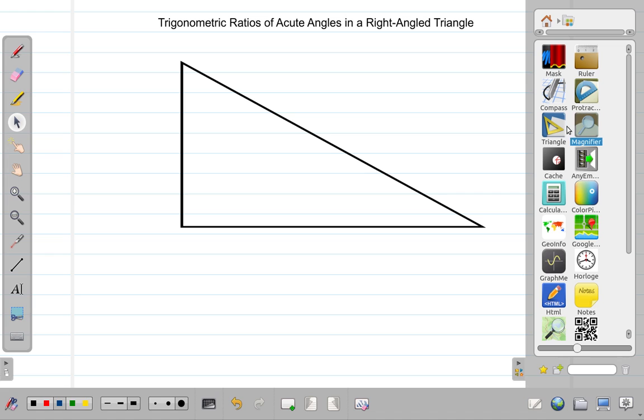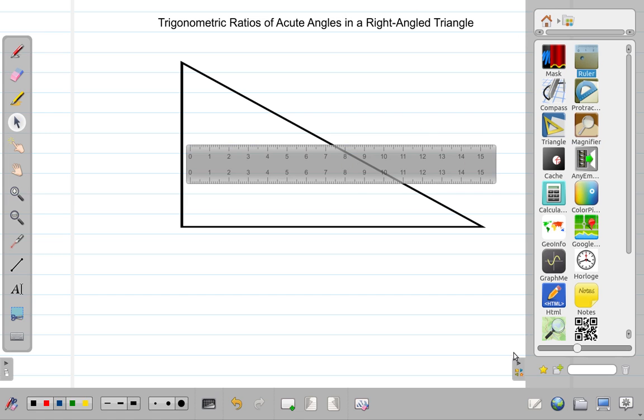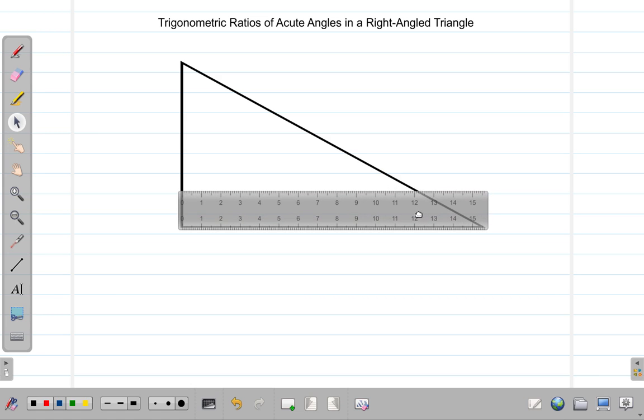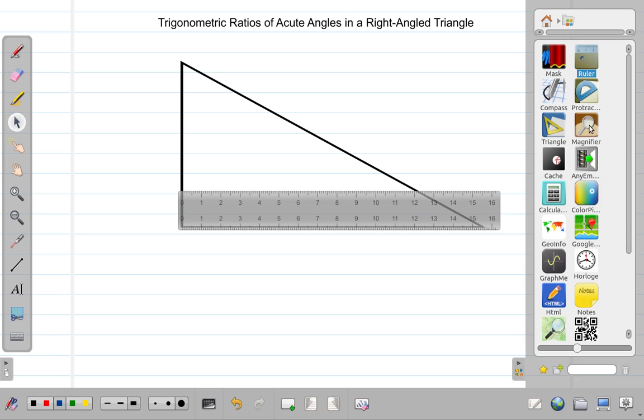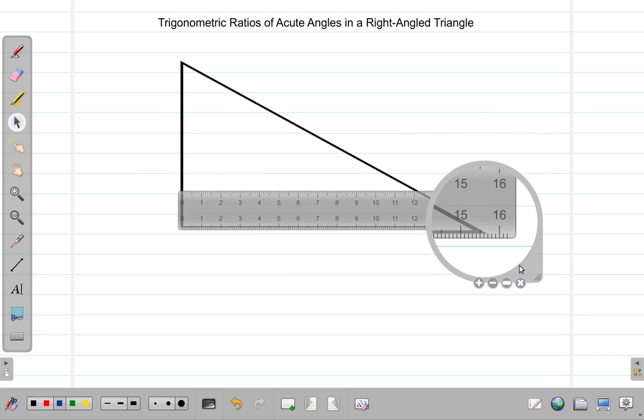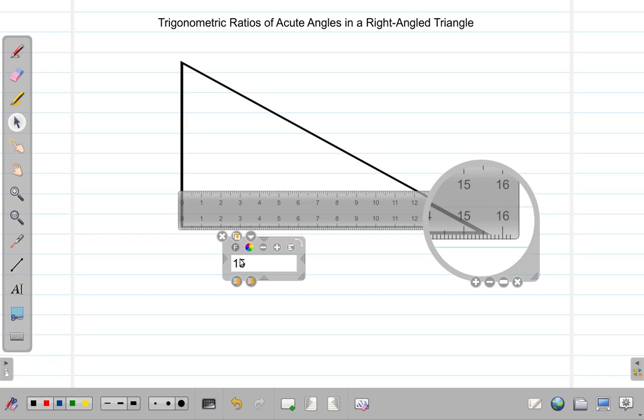Now we want to measure the sides of this triangle. Where's my ruler? Here's my ruler. Let's measure the length of this side. Let's have a longer ruler. I want my magnifying glass to see what's really happening in these corners. We start at 0. This here is 15.56, about 15.6. Let's call it 15.6 centimeters.